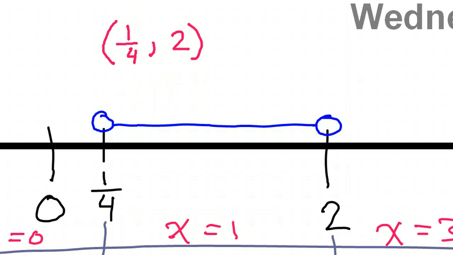Now, we can also do an inequality. If I want to show all the values between 1/4 and 2, well, we'll call this segment the x values, the solutions. And we'll say 1/4 is less than x, which is less than 2. That's how you would write the solution as an inequality. It just means all the values between 1/4 and 2.